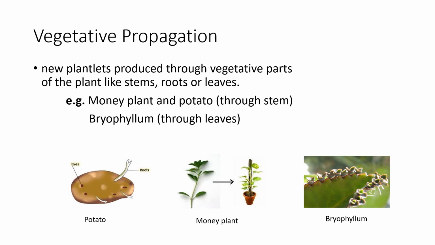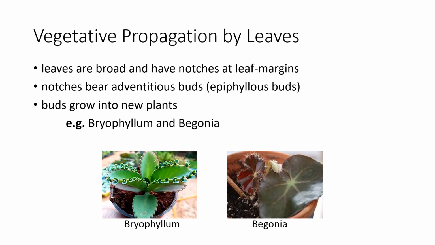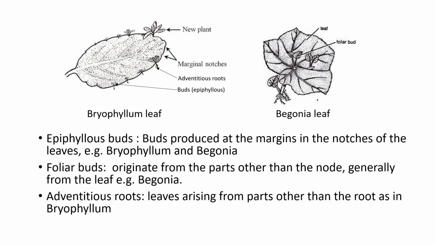In this chapter, we will only talk about the vegetative propagation by leaves. In plants like bryophyllum and begonia, the leaves are broad and have notches at the margins that give rise to buds. These buds can grow into new plants. You can see the schematic diagram of bryophyllum and begonia leaf. Look at the buds present at the margin of the leaf.